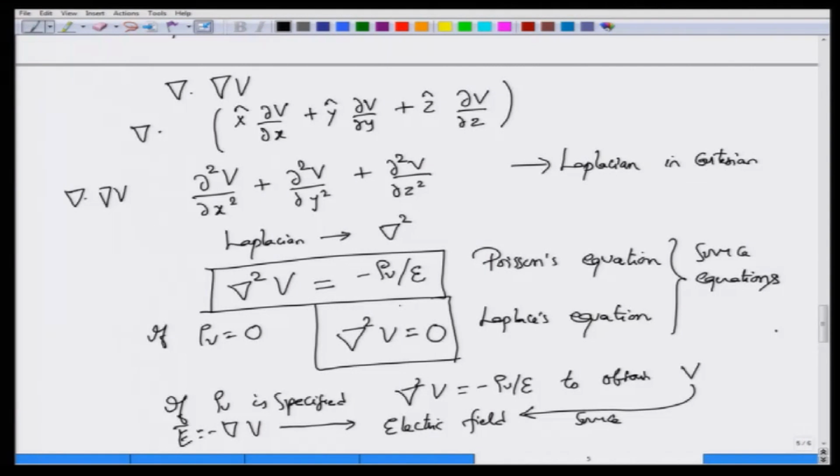So, if you just know the value of the potential V at the boundaries and some additional constraints about the charge distribution, without knowing the actual charge distribution, you can actually estimate what is the potential everywhere in space. This is more so in the case of Laplace's equation, but it is also equally valid for Poisson's equation.